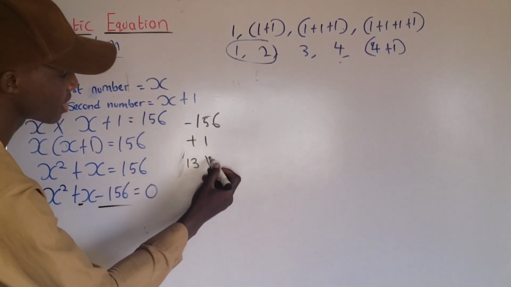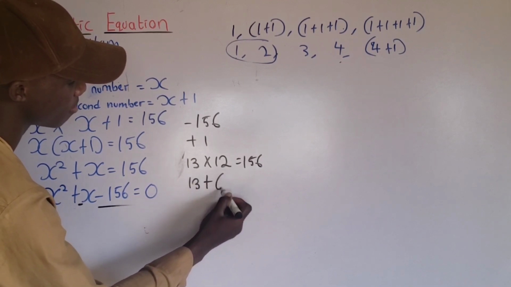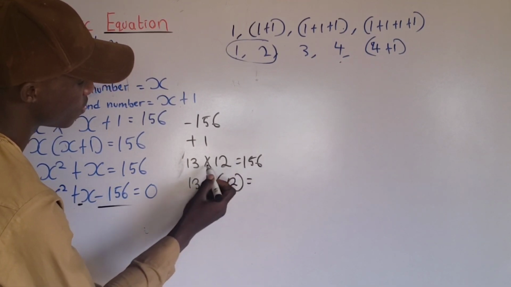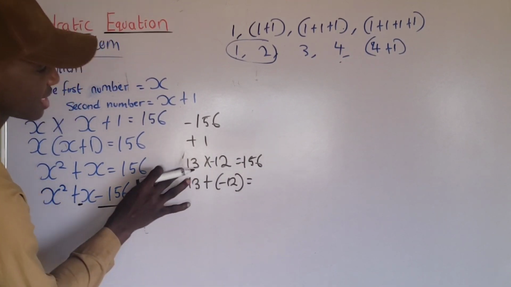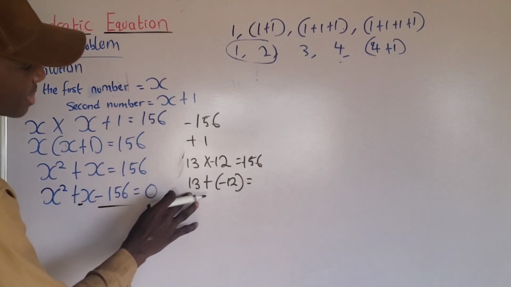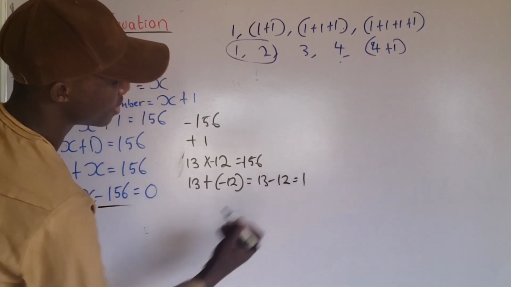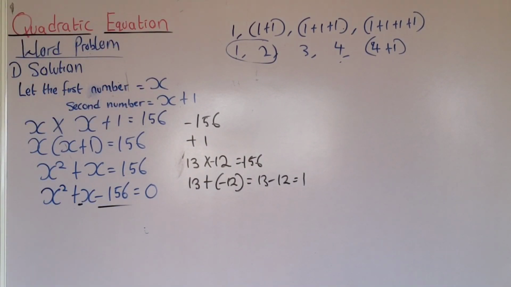You understand? 13 multiplied by 12 will give us 156. 13 plus minus 12 will give us, it's minus. 13 multiplied by negative 12 will give us negative 156. And 13 plus minus 12 will give us 13 minus 12, which is what? 1. Do you understand? So those two numbers that I need are what? They are 13 and 12.